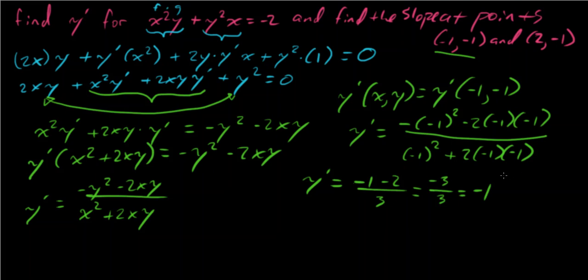Okay, let's keep that in mind. So at this xy point, we have this slope. Now, what about y prime at positive 2, negative 1?